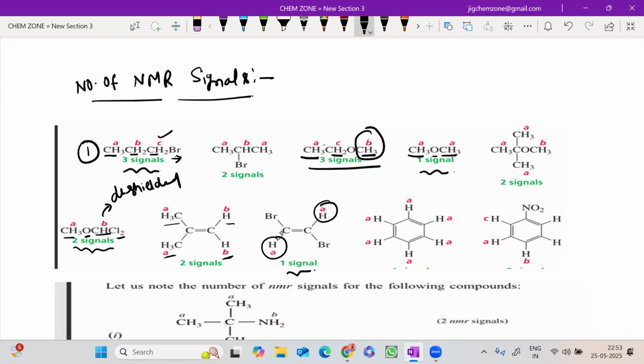In benzene, all the nuclei are magnetically equivalent, same. Now an NO2 group is attached. Now if you see these two nuclei, both are in the same chemical environment, so they are magnetically equivalent. Similarly, these two are same, but this one is in a different environment. So there are a total of 3 signals, while in the case of benzene there is only one signal.